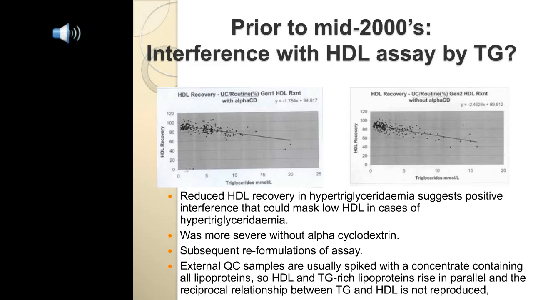However, it's worth cautioning that most external QC samples are spiked with concentrations containing all lipoproteins, and so the usual inverse relationship between triglyceride-rich lipoproteins and HDL is not evident, because they are increased in parallel in the quality assurance samples, and therefore the interference may not be evident.